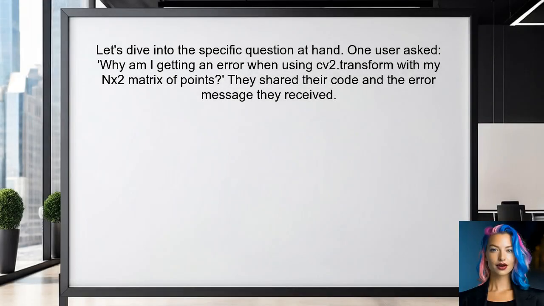Let's dive into the specific question at hand. One user asked, "Why am I getting an error when using cv.transform with my NX2 matrix of points?" They shared their code and the error message they received. Sound familiar? Let's explore this together.